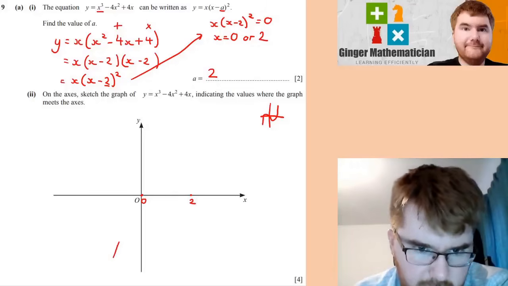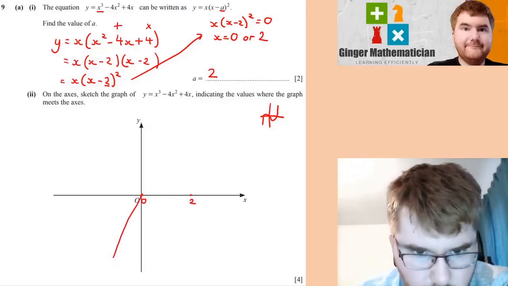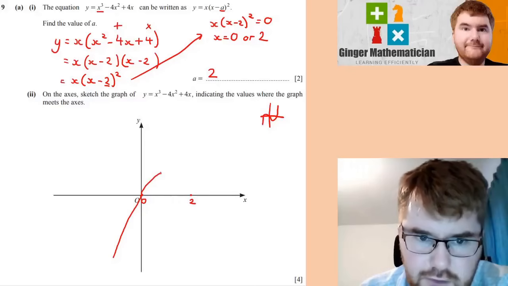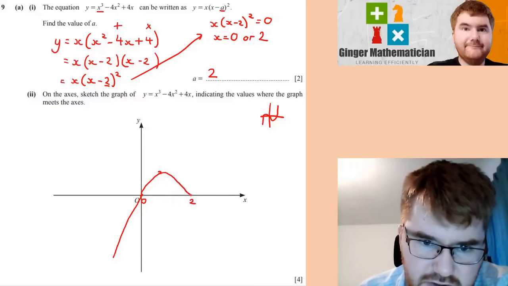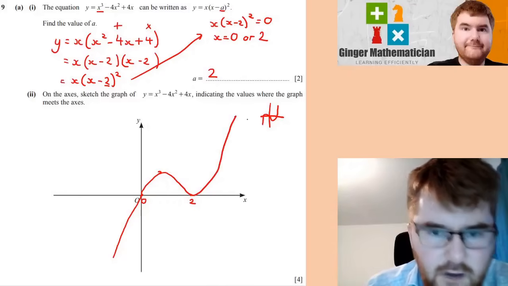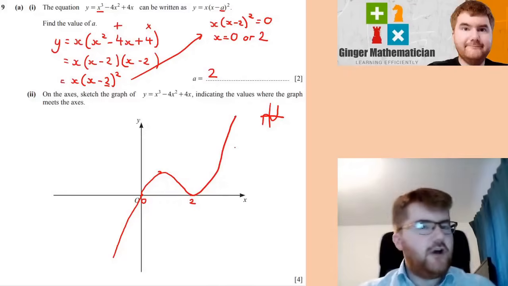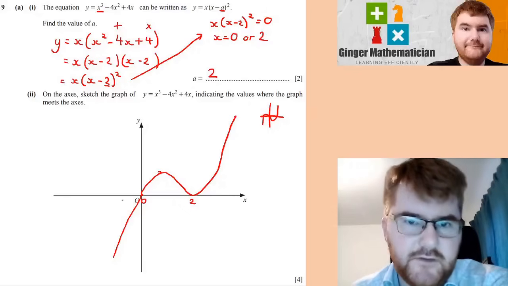So watch carefully. We're going to go up, up, up, up, up, up. We go through the point. And this is the crucial part. Because 2 is a repeated root, we're just going to touch the graph there, and then we go off. That's a little bit of a bend there. Try and make sure that's a nice smooth curve as well.